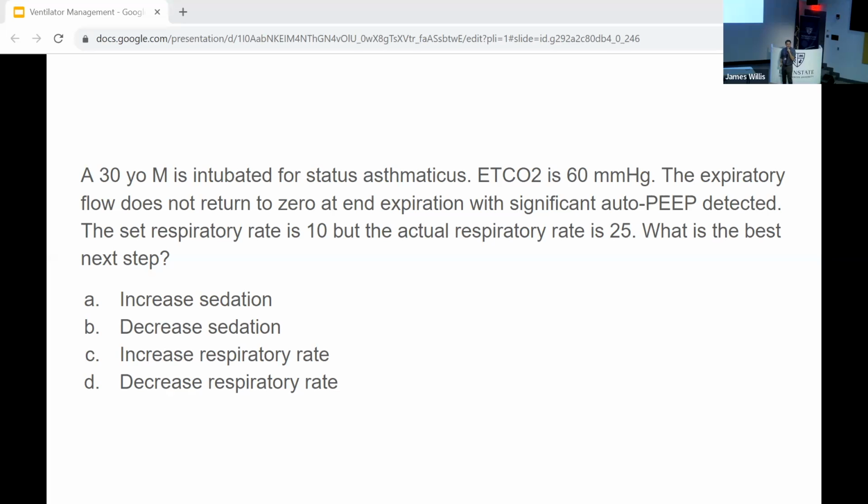Increase sedation. Okay. Why not decrease respiratory rate? Yeah, right. He's basically, what mode do you think he's on? On full control or an assist control? I didn't say volume or pressure. He's on assist, right? Because he's triggering breaths. He's triggering 15 above the 10. So he's on some form of assist control, either pressure or volume.